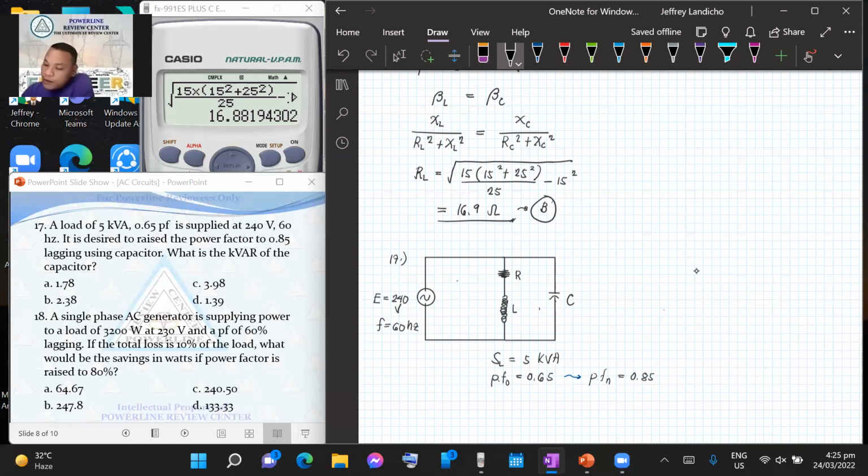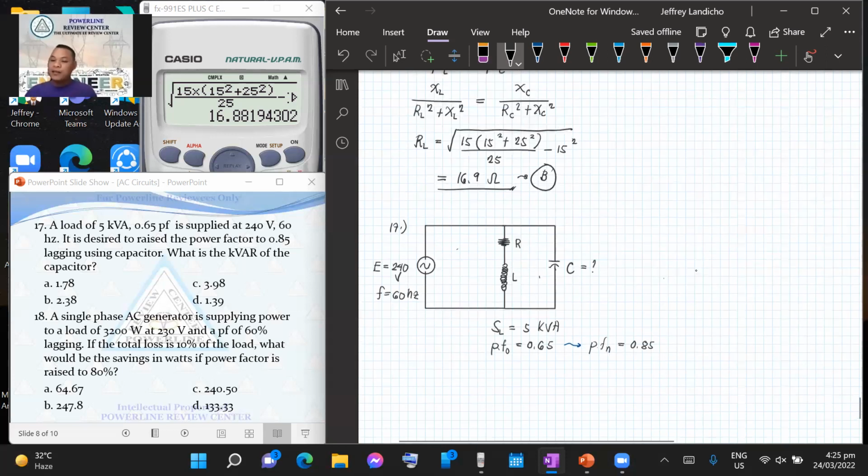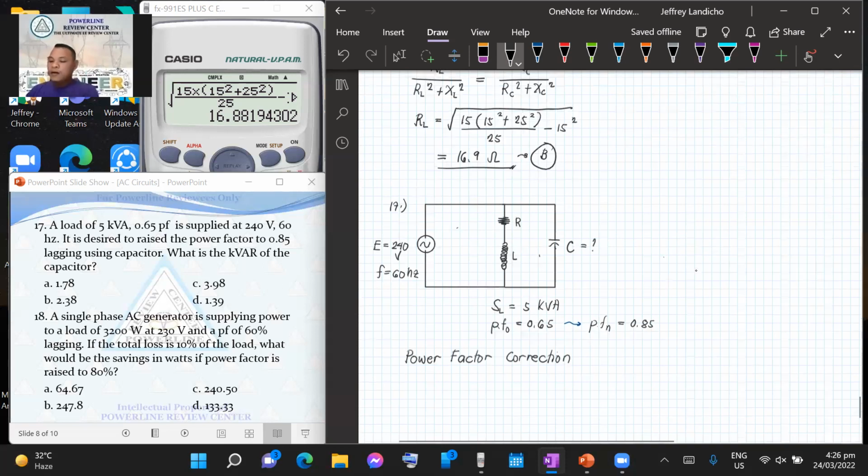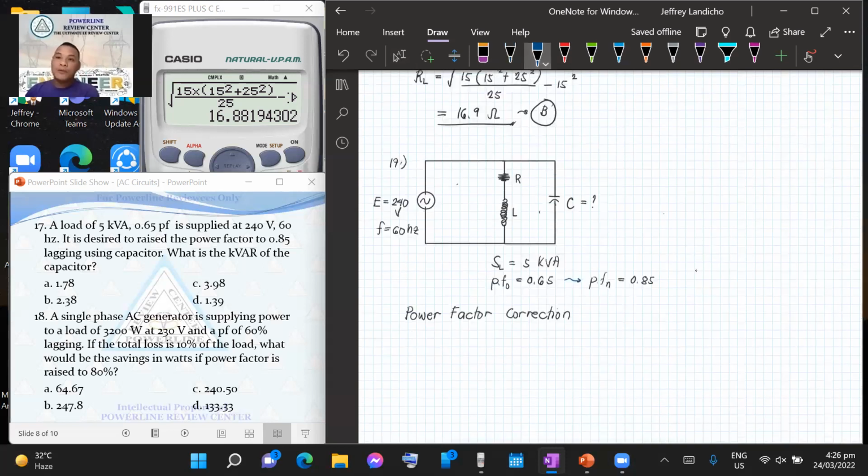So, using capacitor bank, what would be the capacitance of our power factor correction in order to increase the power factor from 0.65 to 0.85. So, kung babalikan lang natin, yung tinatawag natin power factor correction, okay, so there are several ways to improve the power factor.